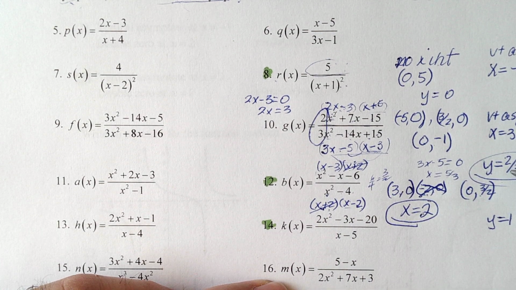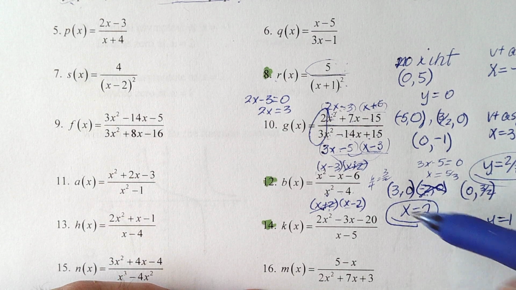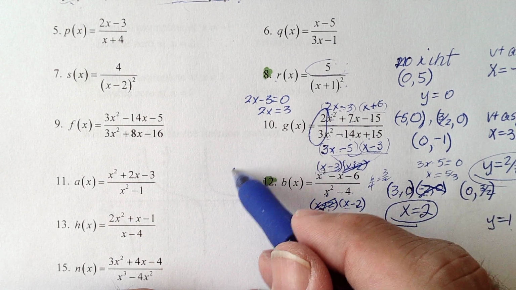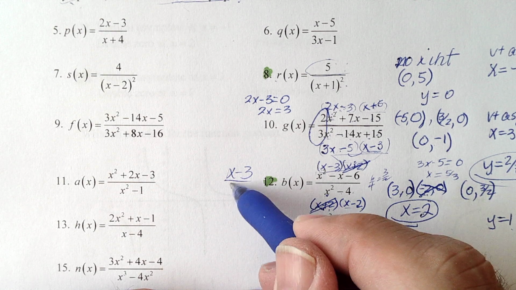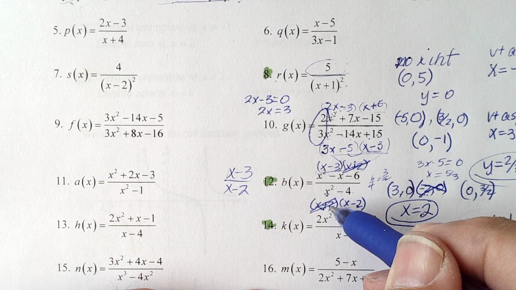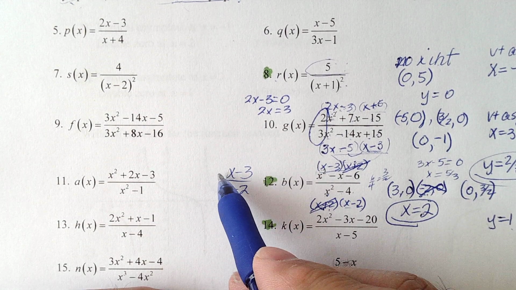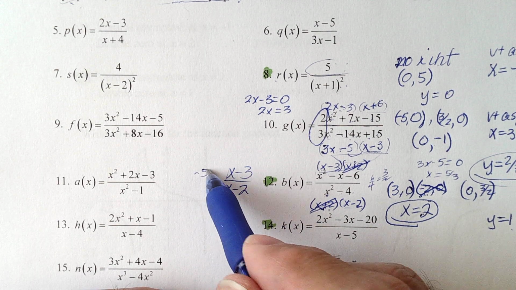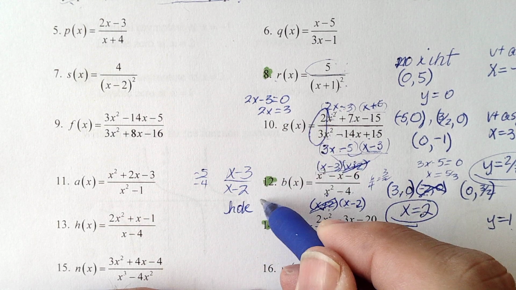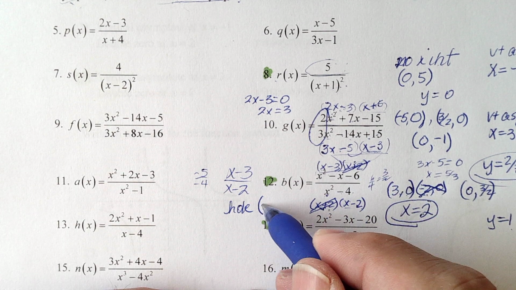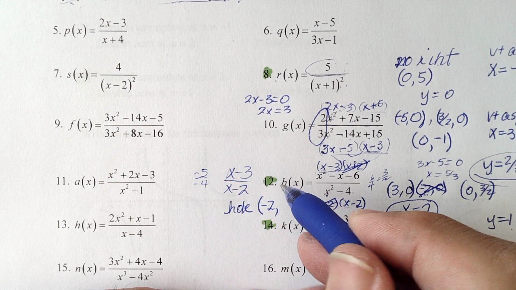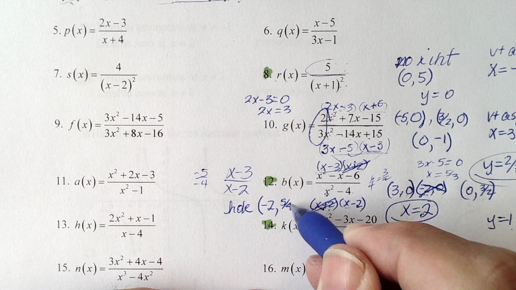And everything else stays. If you were interested in where the hole was, we would do the reduced form, which is x minus 3 over x minus 2. Using the reduced form, we'd put in the x-value of the hole, -2. So we'd put -2 in, and we get -5 over -4. So there's a hole that happens at -2 for the x, and its y coordinate is, the negatives cancel, 5/4 or 1 1/4.